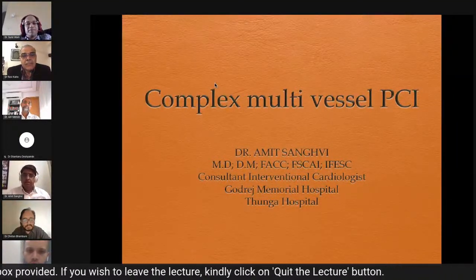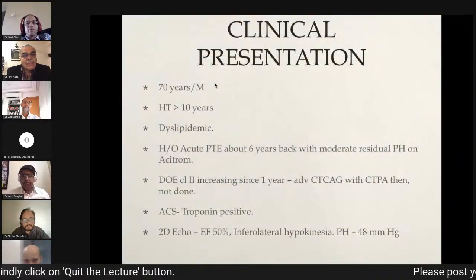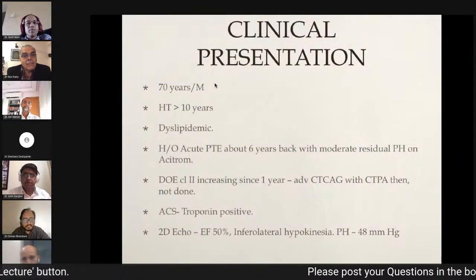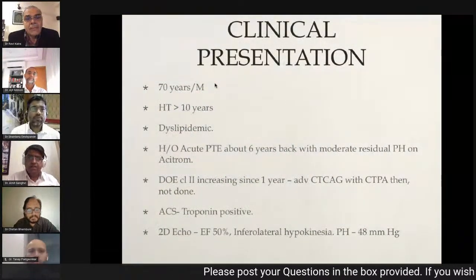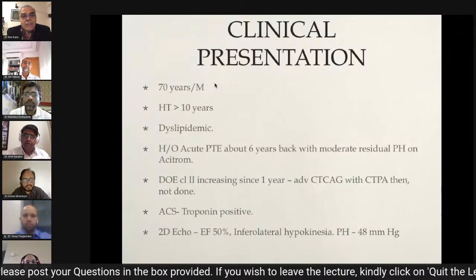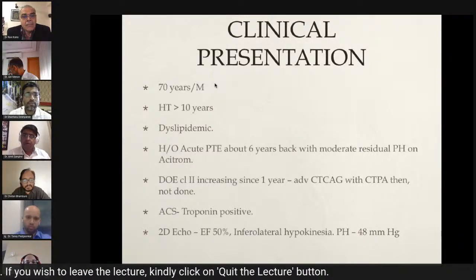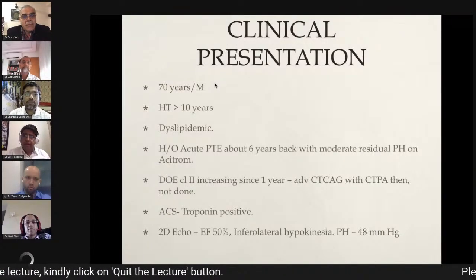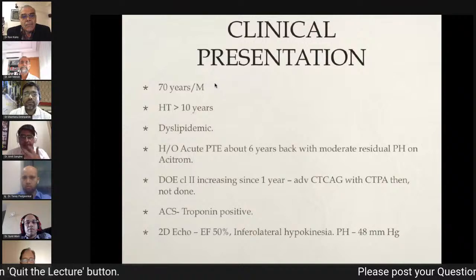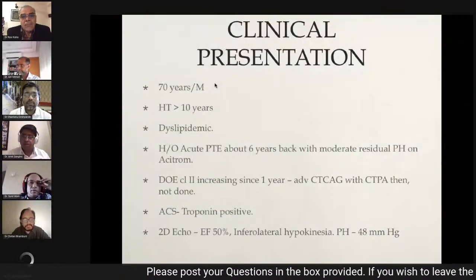So this is a case of a multivessel PCI which I had done about 3 months back. This patient was a 70-year-old gentleman who was hypertensive for more than 10 years and dyslipidemic. The problem is he had one episode of acute pulmonary thromboembolism secondary to a DVT about 6 years back. At that time, he was admitted in a peripheral hospital. He was thrombolyzed with urokinase and then put on acenocoumarol as long-term therapy.